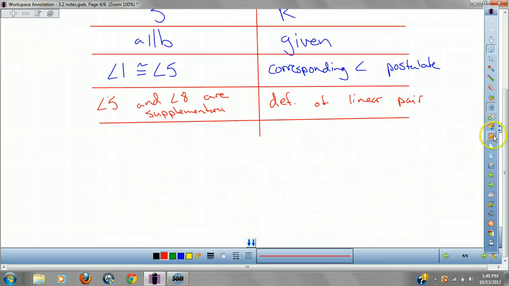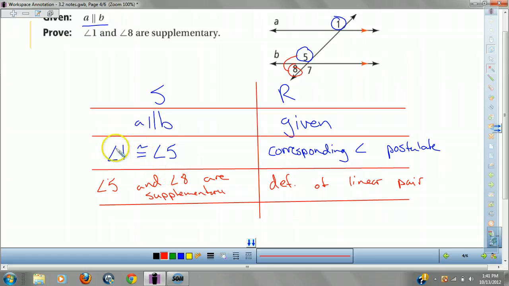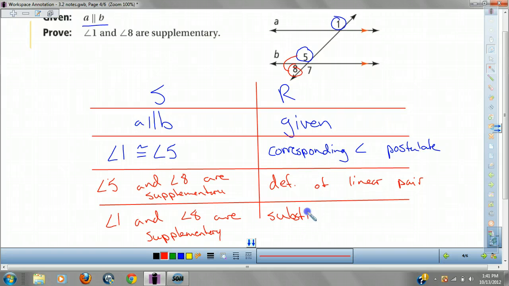Okay. One more step, guys. So if 1's congruent to 5, 5 and 8 are supplementary, I can take this information and say, well, wherever there's 5, I can plug in a 1, right? So I'm saying angle 1 and angle 8 are supplementary. And that's by substitution. Okay. Prop of congruence.